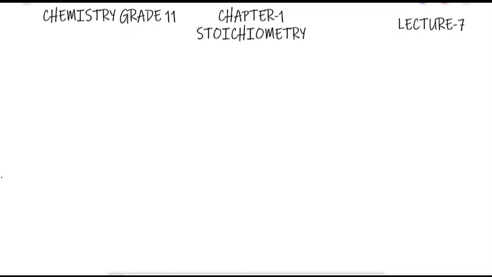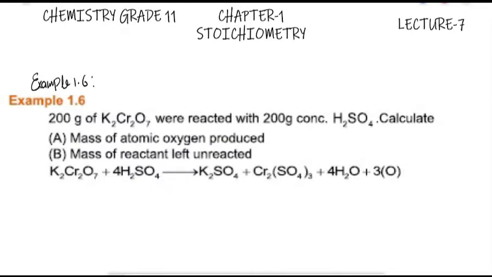The example from your book that we're going to solve today is example 1.6, and it states that 200 grams of potassium dichromate were reacted with 200 grams of concentrated sulfuric acid. Calculate A. Mass of atomic oxygen produced. B. Mass of reactant left unreacted.